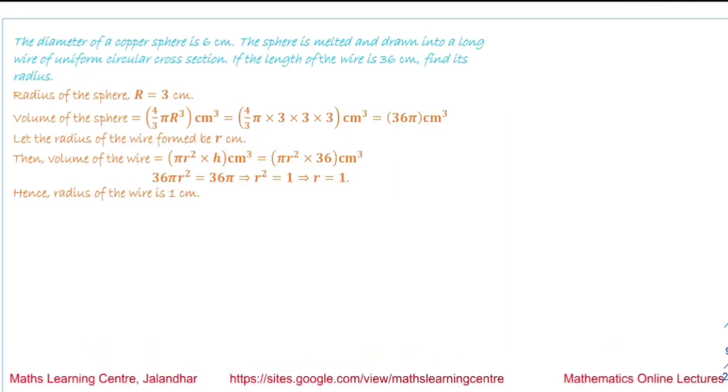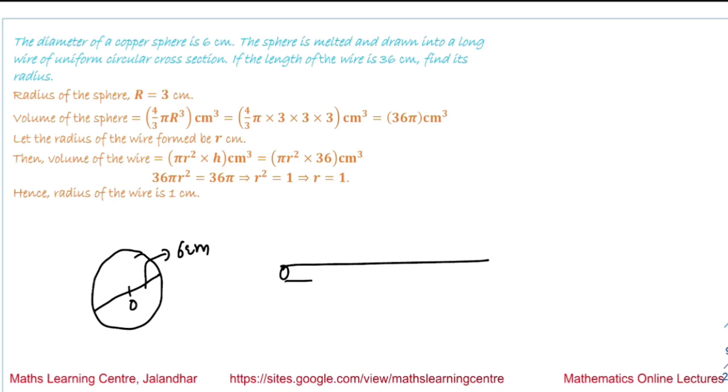Next we have the diameter of a copper sphere is 6 centimeter. So a sphere is there and its diameter is 6 centimeter. This is the center of the sphere. The sphere is melted and drawn into a long wire of uniform circular cross section. So this sphere is melted and a wire is formed of uniform circular cross section.